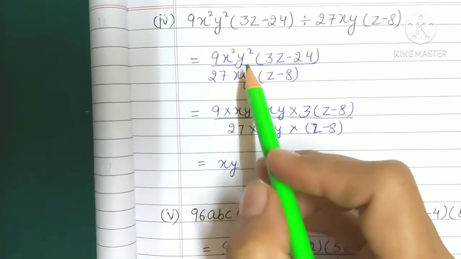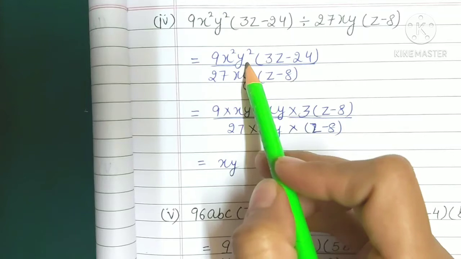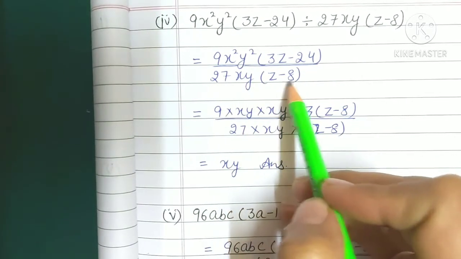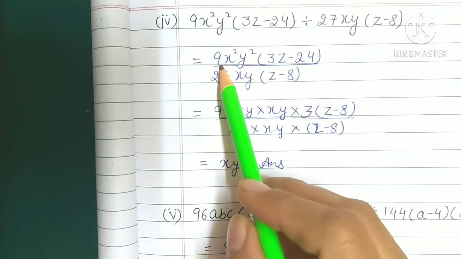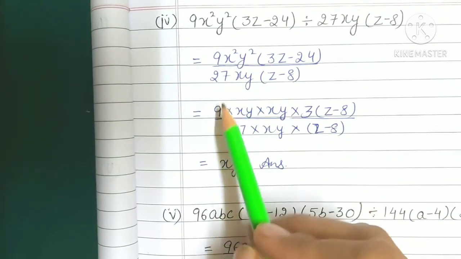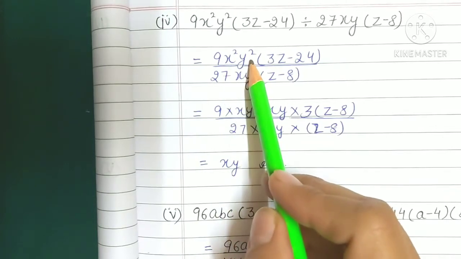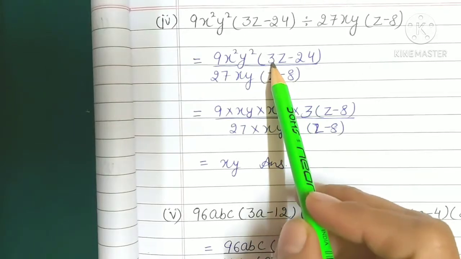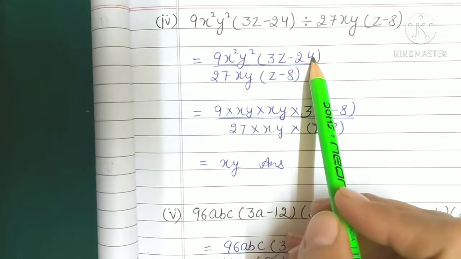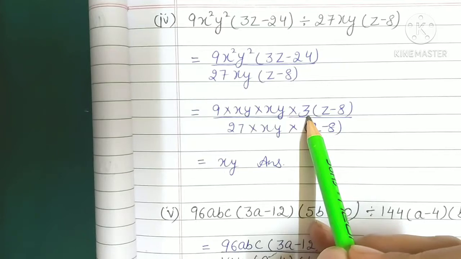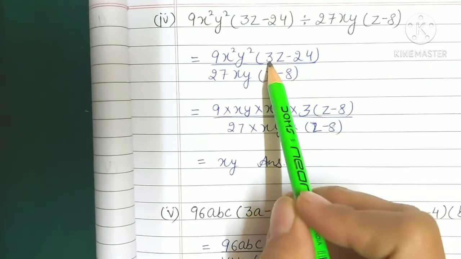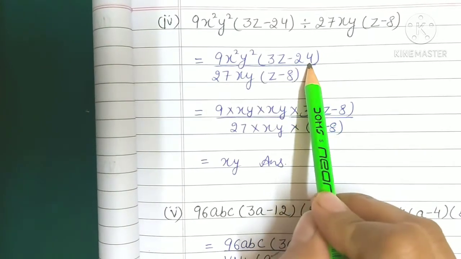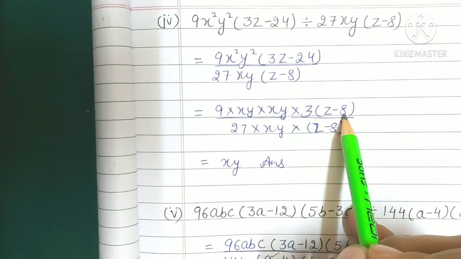Fourth part of the question. In the numerator it is 9x square y square (3z minus 24). In the denominator it is 27xy (z minus 8). So how can we factorize it? I can write 9x square y square, so can I write it as xy multiply xy? Yes, we can write it. And from these two terms, what can we take common? 3 we can take common. If I take 3 common from 3z, then only z will be left. If I take 3 common from 24, then only 8 will be left, right?